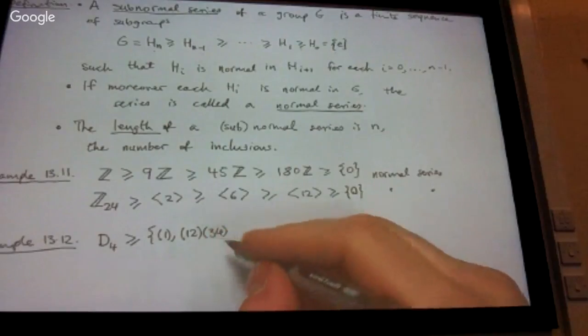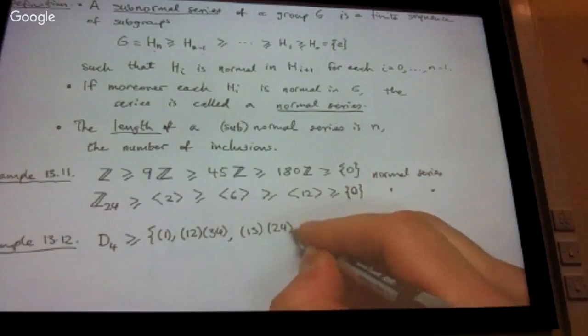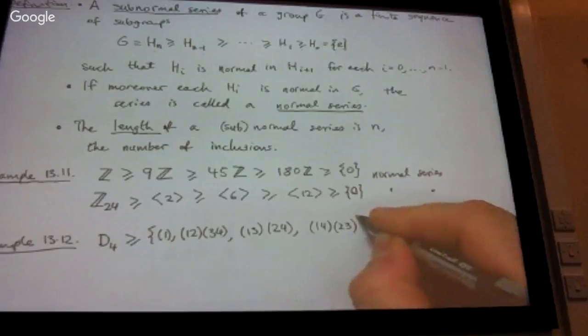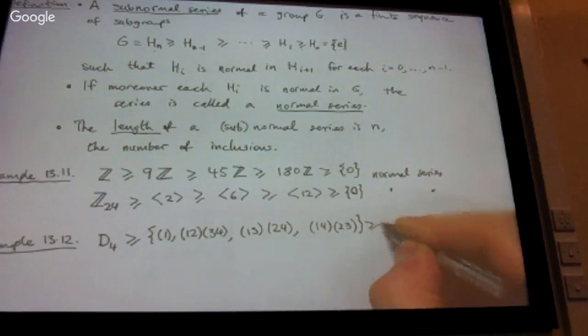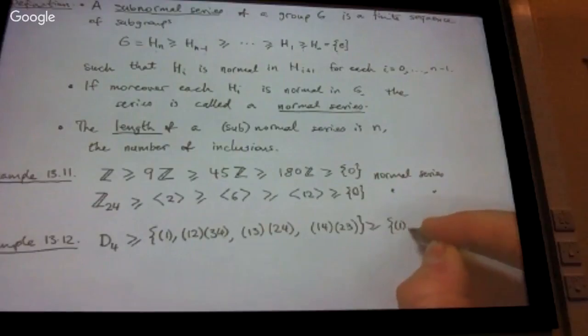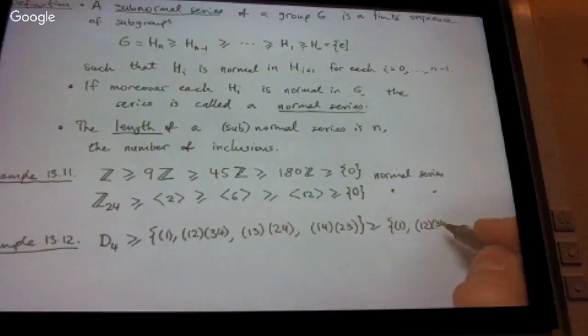Take note of this subgroup. And this, so this is just 4 elements: 1, 2, 3, 4. And that contains just the identity.